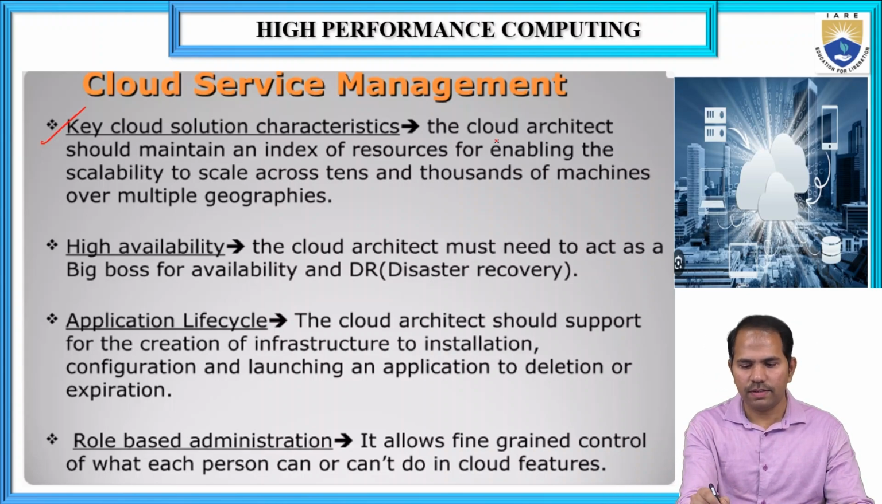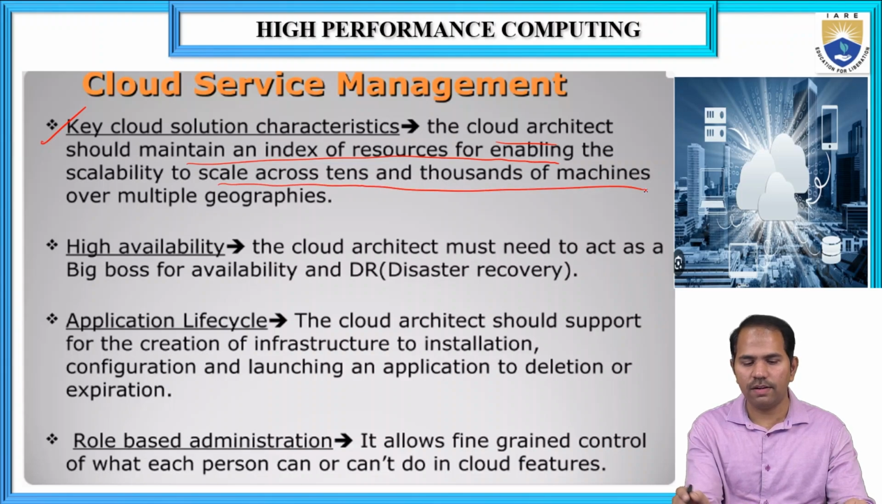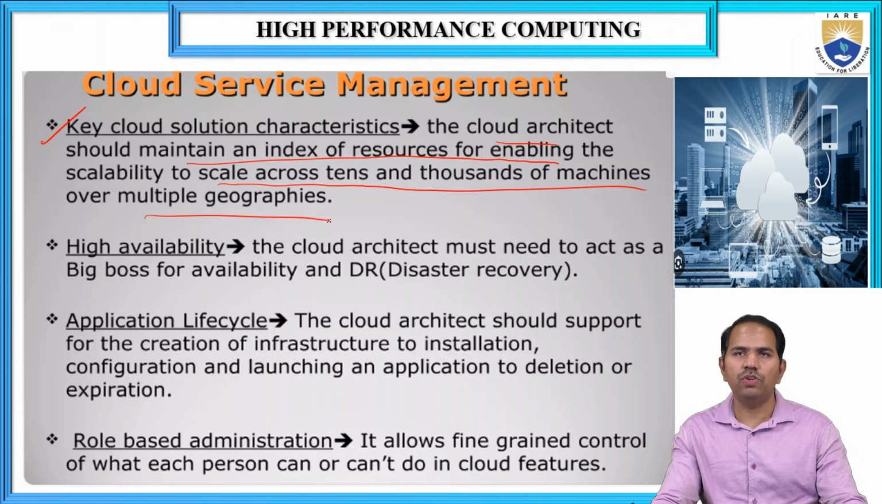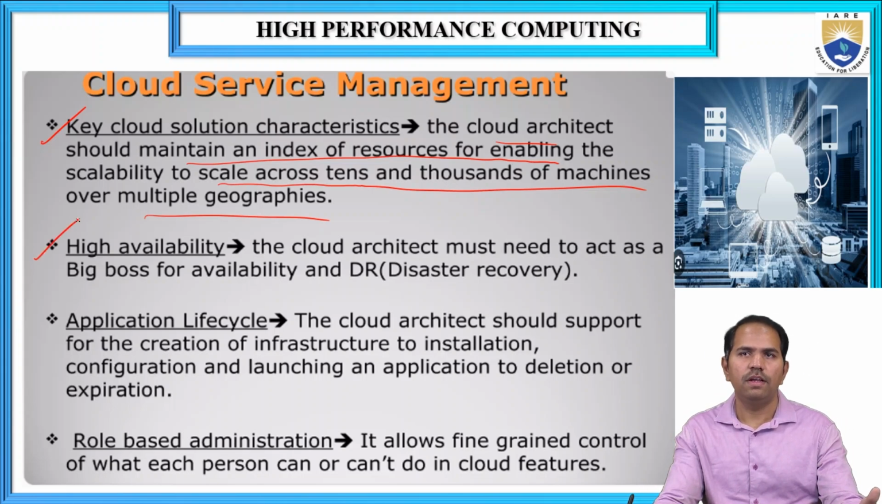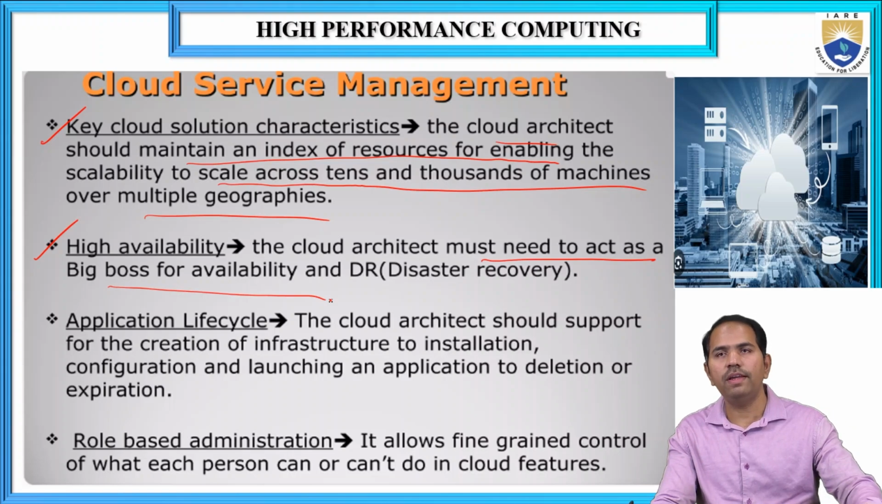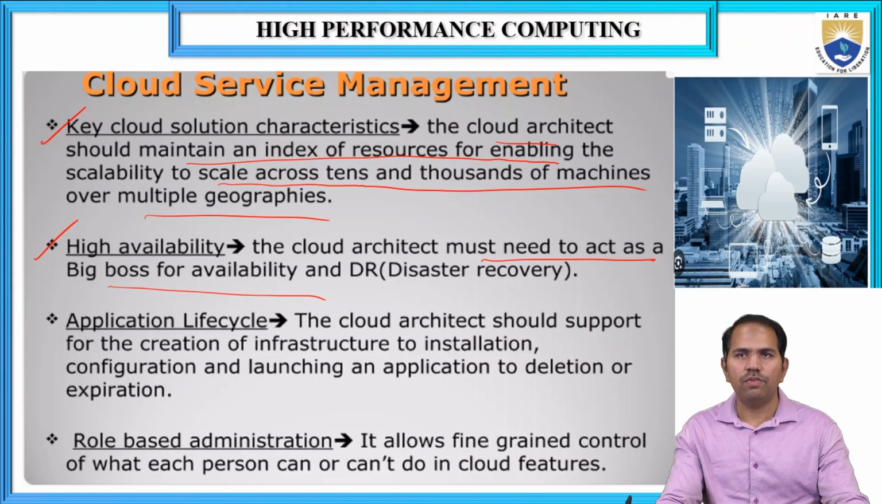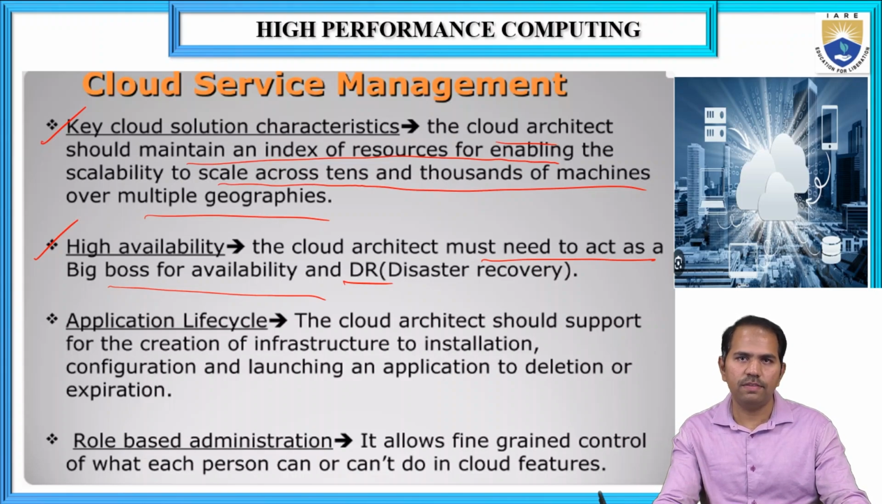Now, in cloud service management, the other thing is key cloud solution characteristics. This is architecture. Cloud architecture should maintain an index of resources for enabling scalability, to scale across tens and hundreds of machines over multiple geographies. The second thing is high availability. The architecture should always keep the resources available. The cloud architecture must act as a backbone for availability and data recovery, so DR, that is data recovery. In case of failure of any mechanism, it has to immediately recover our data.